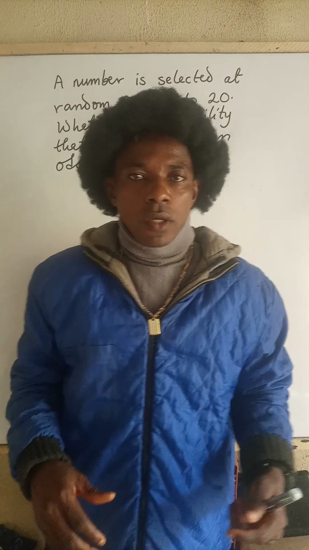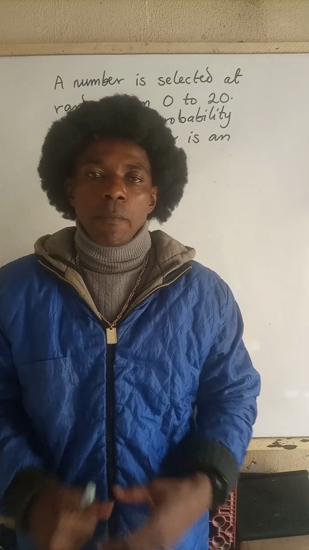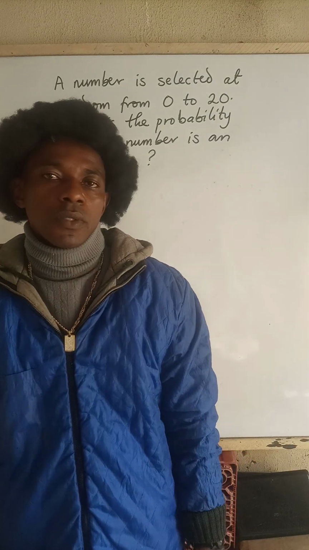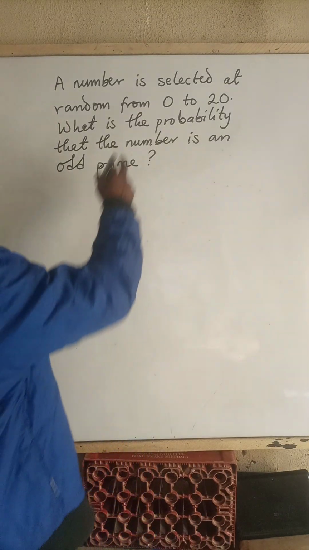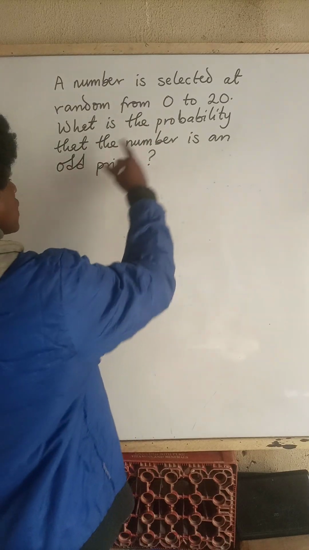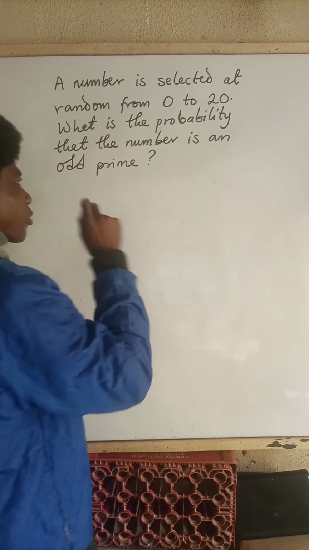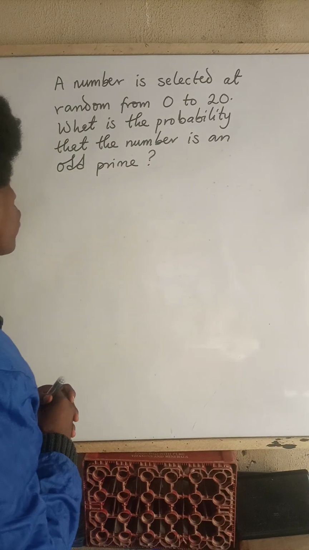We are still on mathematical problem from the topic probability. And the equation that we have on the board says that a number is selected at random from 0 to 20. What is the probability that the number is an odd prime? So we are looking for the probability of picking what?